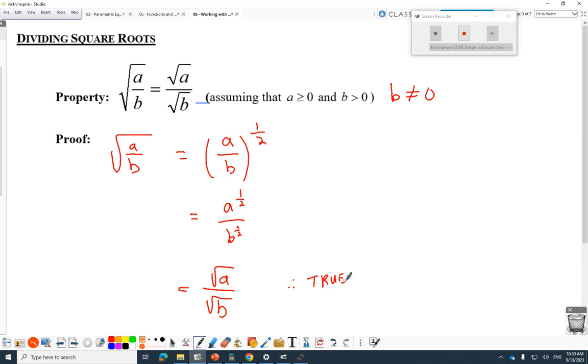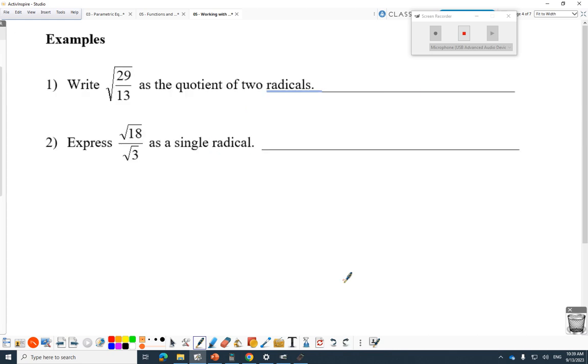Oh, can we do some examples? Sure. This is how it's used. Root 29 over 13. If it helps you on a particular question, you could break that up into root 29 over root 13. Is that better? I don't think it is necessarily better here. I'm just saying you could.